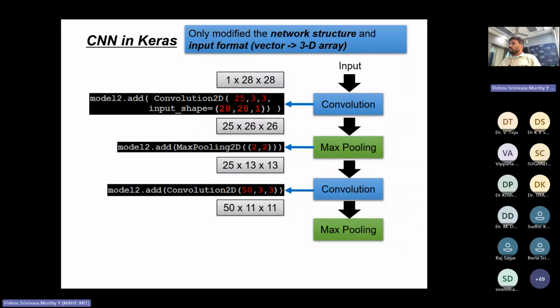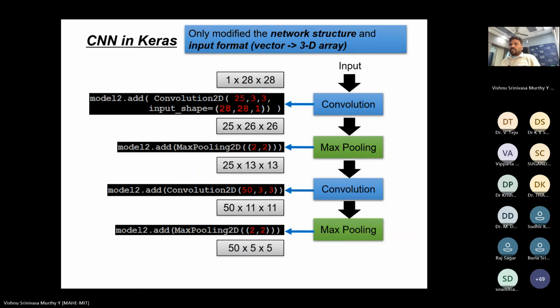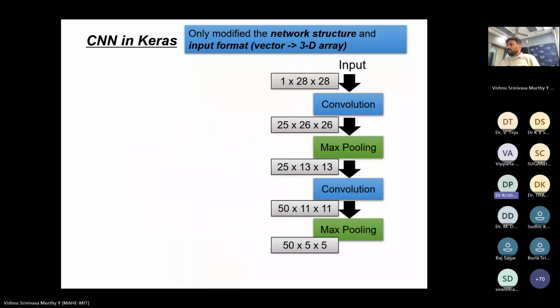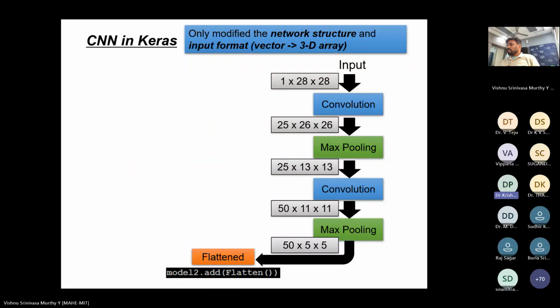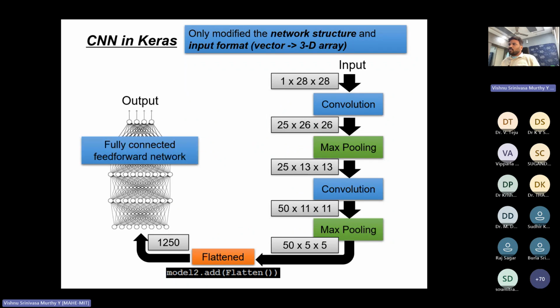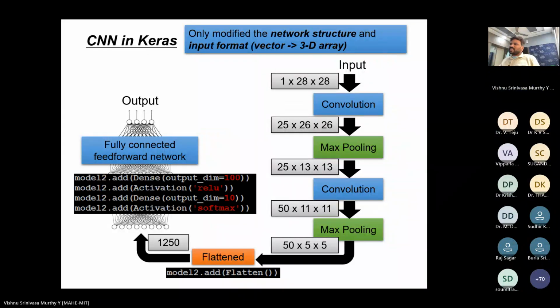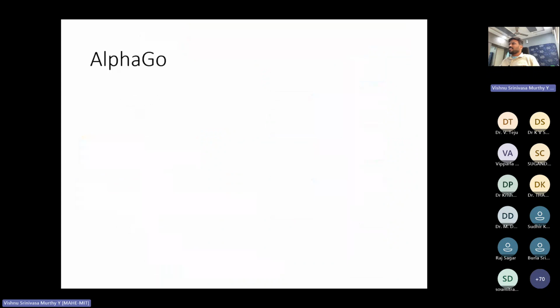11 by 11 by 50. Again, applying the max pooling, it will be 5 by 5 by 50. Now this 5 by 5 by 50 is nothing but how many values? 25 into 50, 1250 values. Totally, if we flatten, 1250 values. That means 1250 input neurons will be there in the input layer. This is the beauty of understanding.